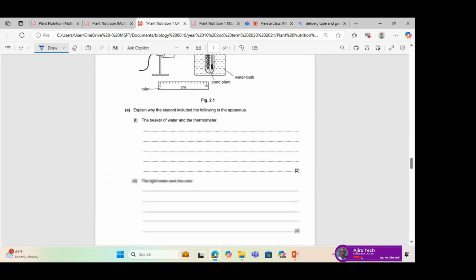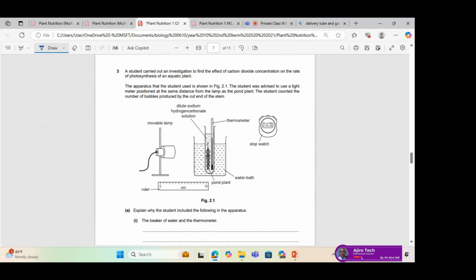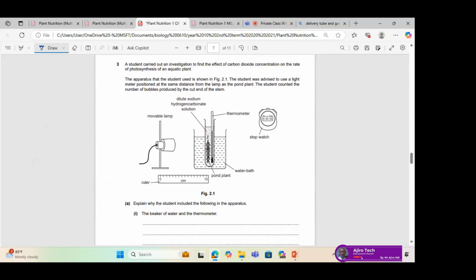Actually, sir, this is a different one. It's just the first one that was given to you. Okay, yes, it's different. Okay, let's try this one. Explain why the students included the following in the apparatus: the beaker of water and the thermometer.